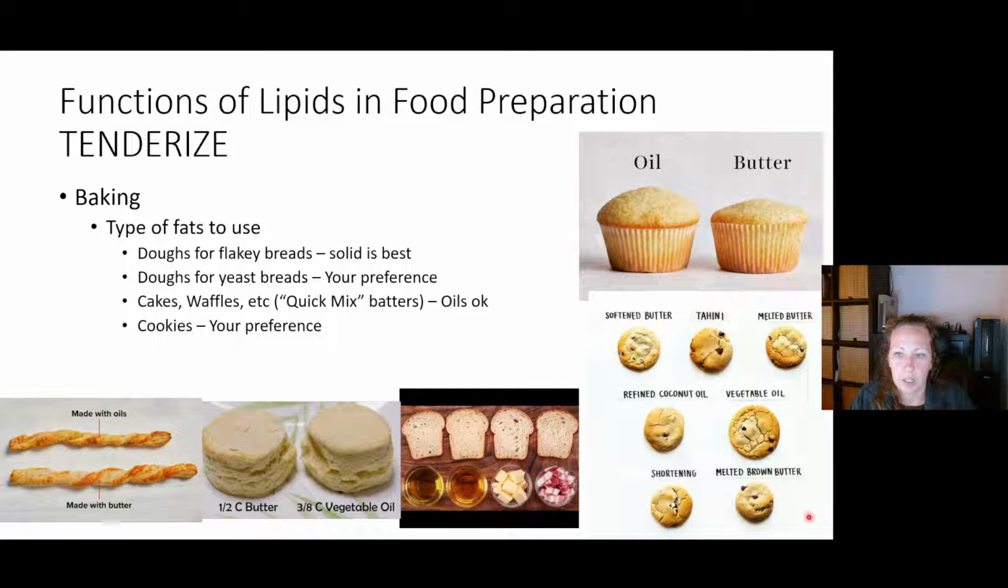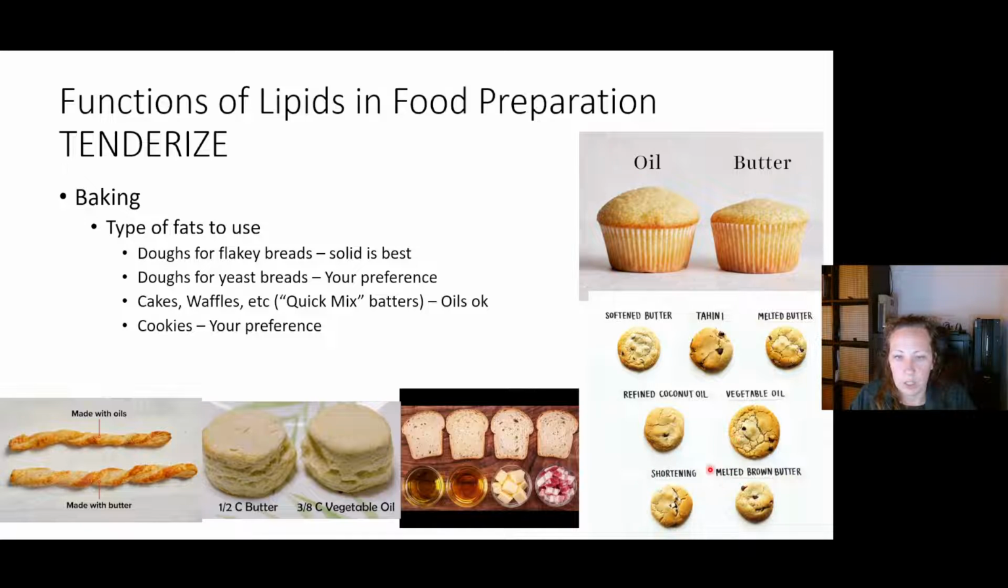Flavor is something to consider. So for example, in this experiment here, they used shortening. Shortening is very bland. It doesn't have really much flavor at all. It also has a higher melting point than butter, so it will have less spread in the cookie.